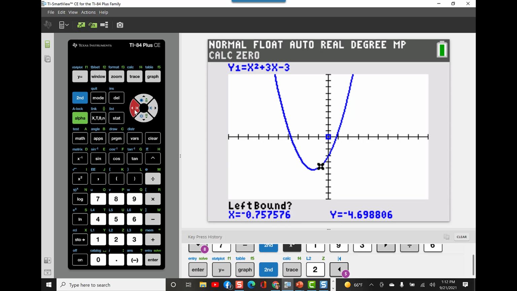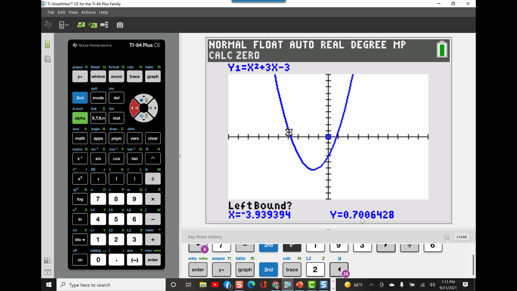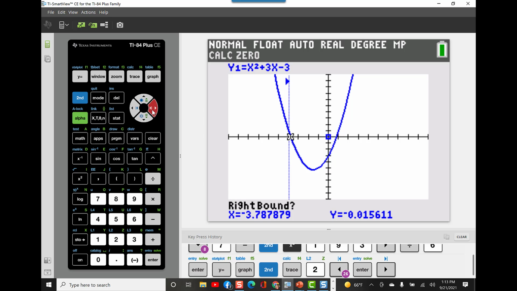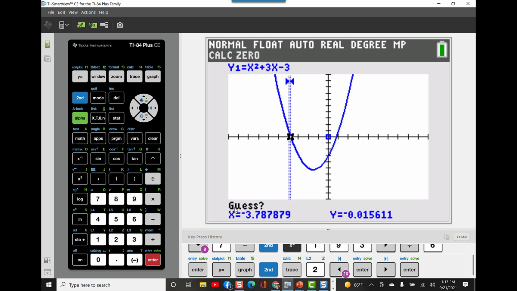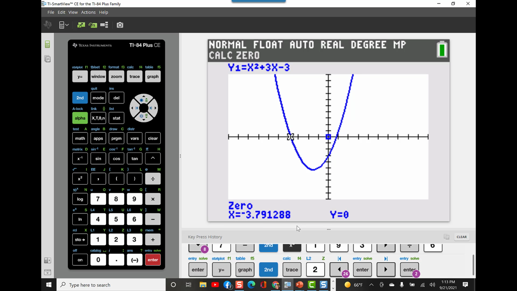I'm going to scroll over to where I'm a little to the left, or in this case, above the x-axis. See, I'm at 0.7 here for the y. I'm going to hit enter. That changes it from left bound to right bound, and now I'm going to go below. You can see I have a negative here, so now I'm technically below. And I'm going to hit enter again, and it gets rid of right bound, and it gives me guess. Then I'm going to hit enter. And that's exactly the decimal that we came up with earlier, -3.79. And I rounded it to -3.79, which is a good place to round it given what's following it.